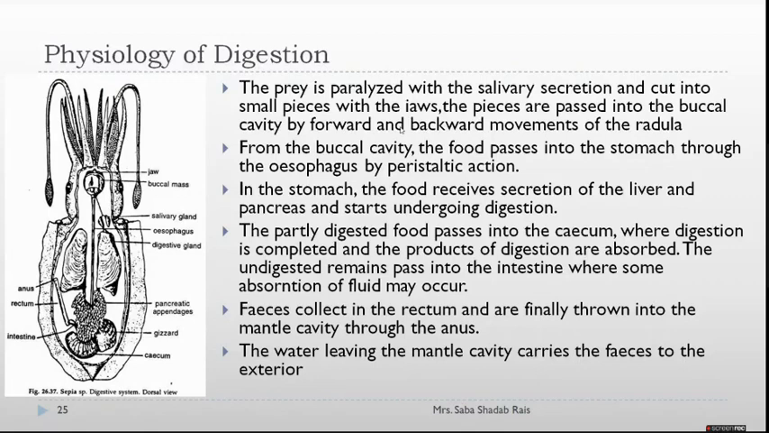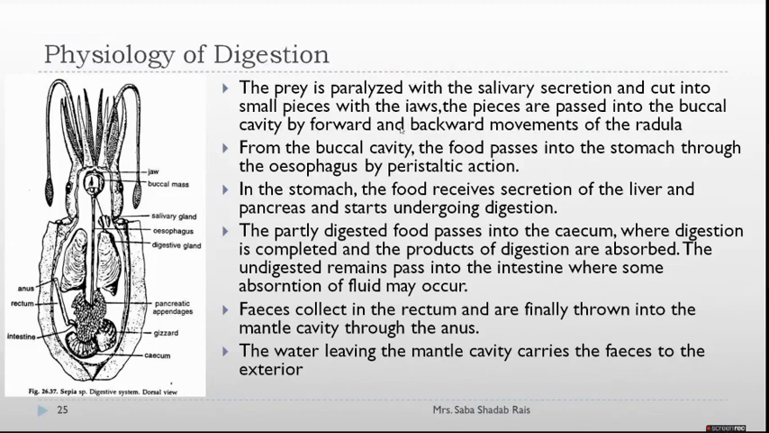Then thereafter, whatever waste material is there, feces, we have already learned that it goes into the rectum, and from the rectum it will go to the mantle cavity through the anus. Now what is going to happen with the feces? We have learned that whatever water is going out of the mantle cavity will take the fecal material to the exterior of the body, and all of it will be excreted out with the help of the funnel.